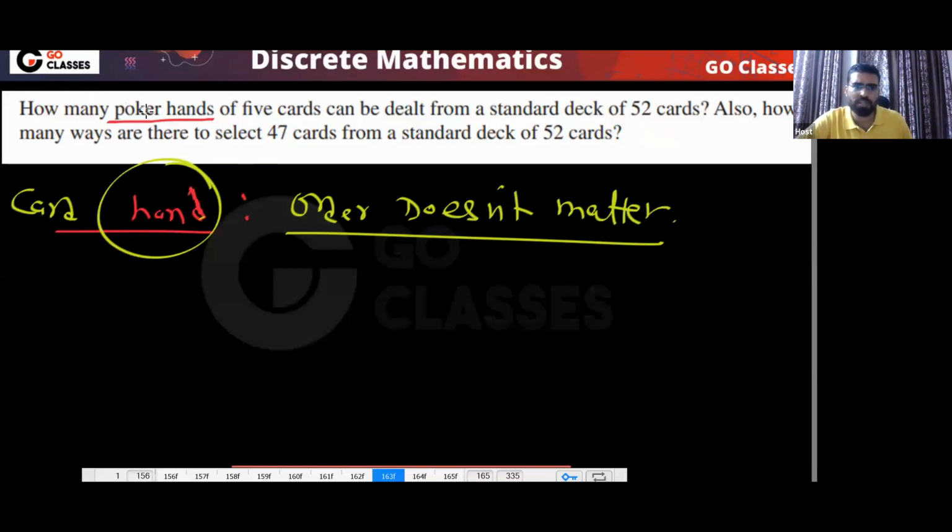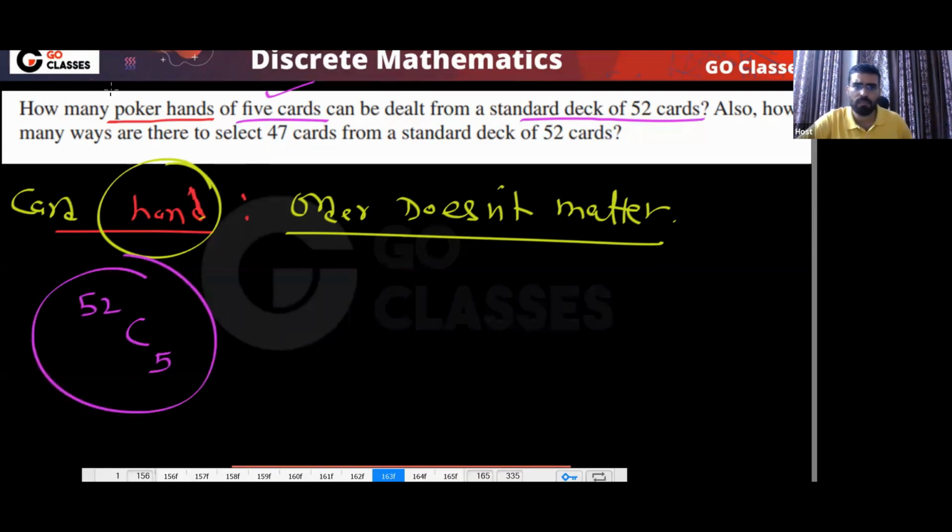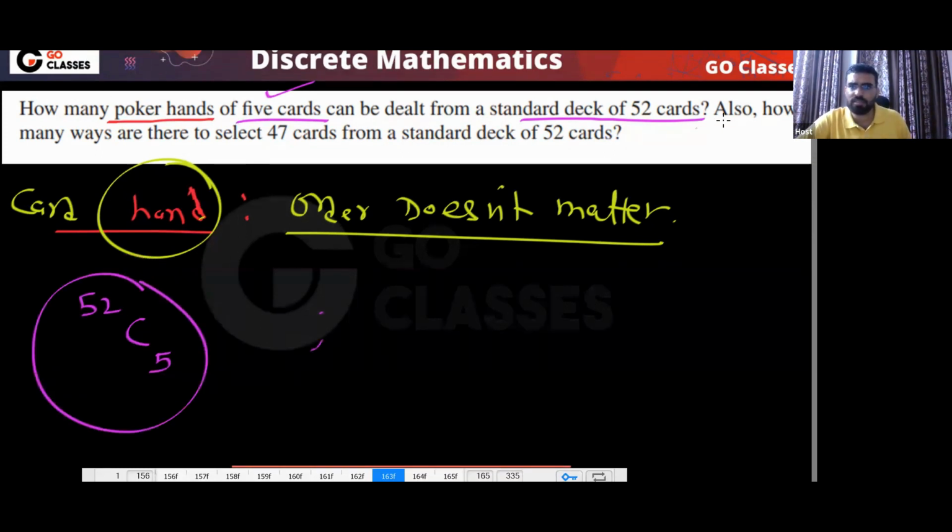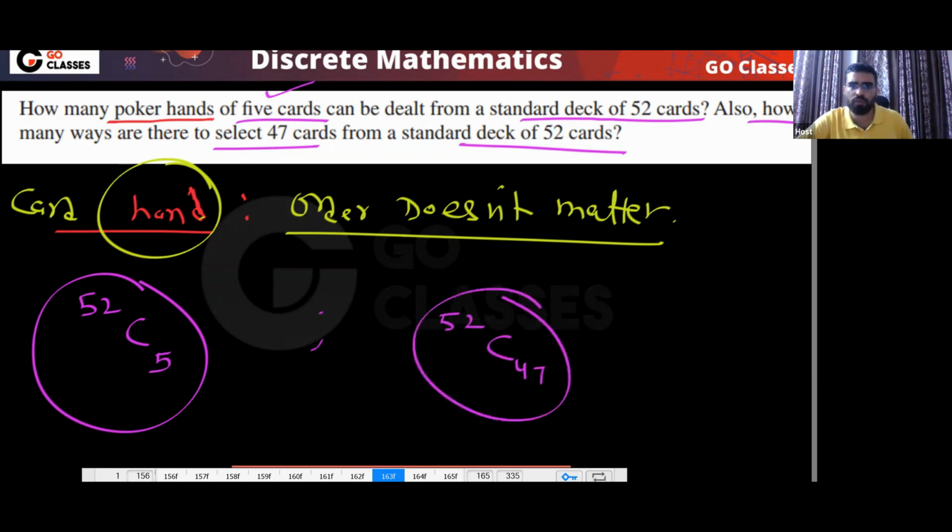Poker is a game. So how many poker hands of 5 cards are dealt from a standard deck of 52 cards? This is basically selecting 5 cards from 52. And another question: how many ways to select 47 cards? From 52 you are selecting 47. Are these two values the same? Let me tell you why they are the same.